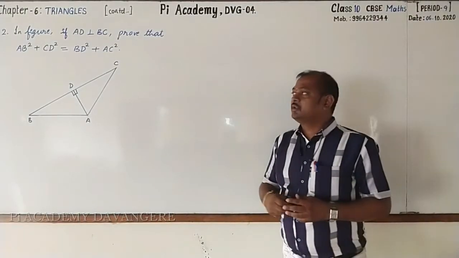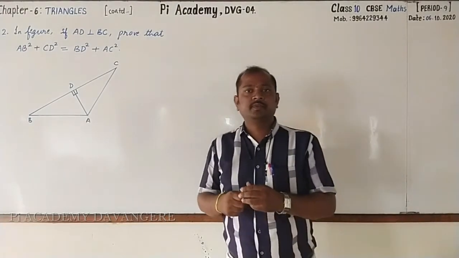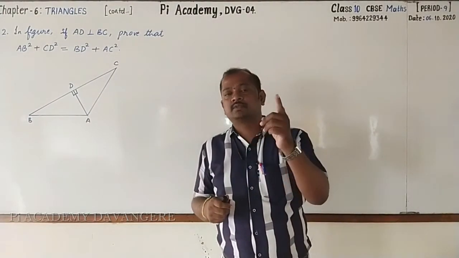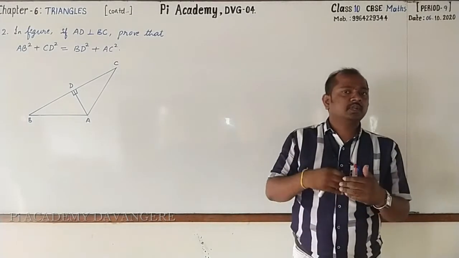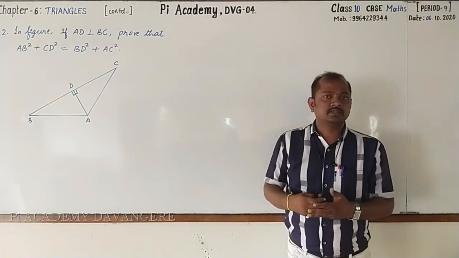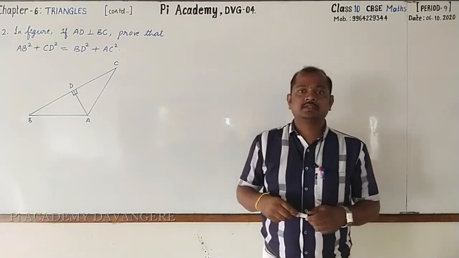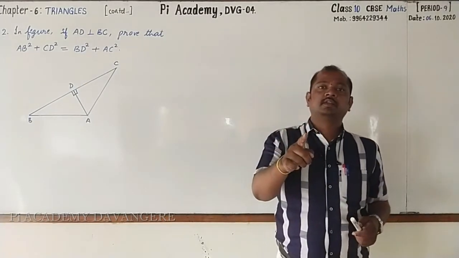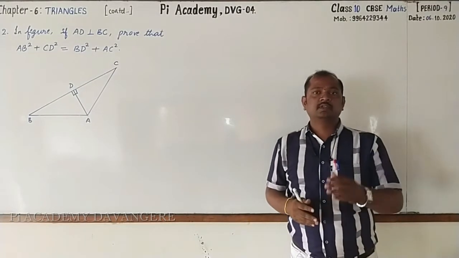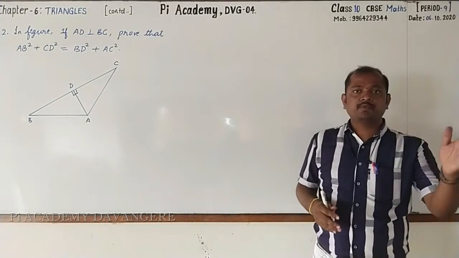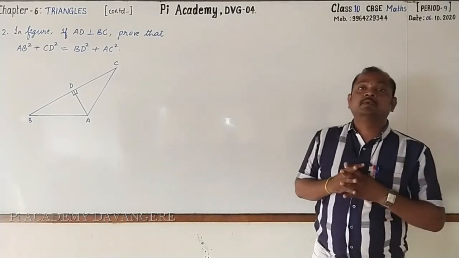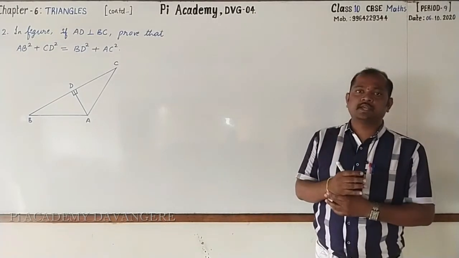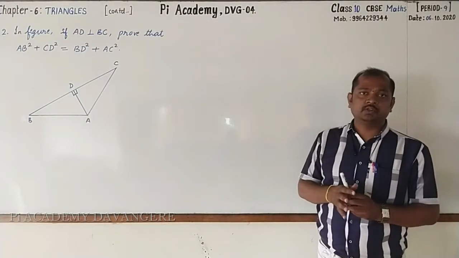Dear students, let's continue the chapter triangles. As I said, in the last class, we discussed Pythagoras theorem. Can you tell the statement of this theorem once? Yes, it is. In any right triangle, the square of hypotenuse is equal to the sum of squares of other two sides. Even we were solving some of the worked examples. Let's go for continuing that.